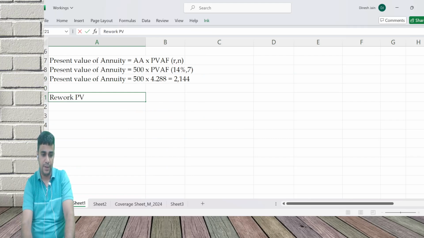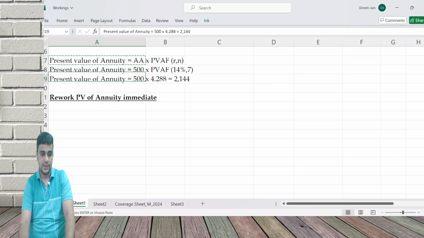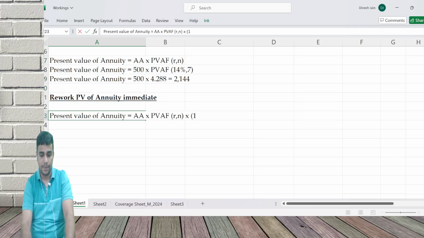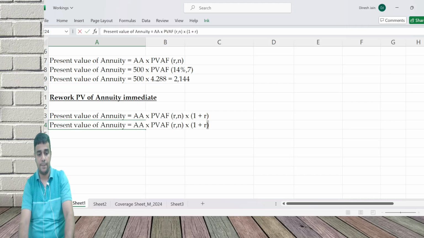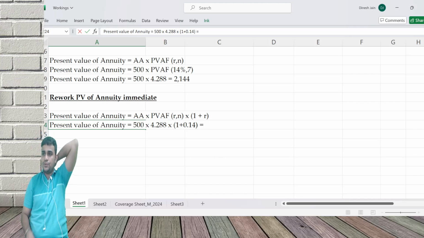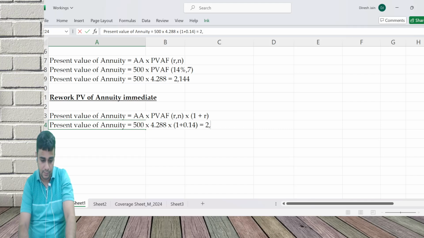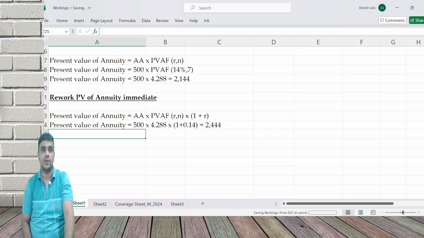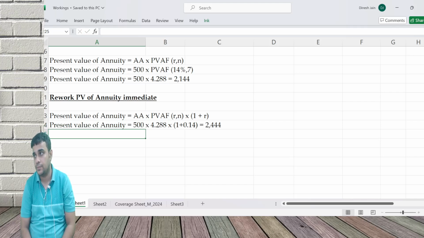Next, rework PV of annuity immediate. PV of annuity immediate, same formula into 1 plus R, into 1 plus R. In the material I've mentioned it in a slightly different manner, but this is easy to do. Just do into 1 plus R. What was the answer? Any doubts on this? Anybody has any doubts on this? Clear? Can we proceed?